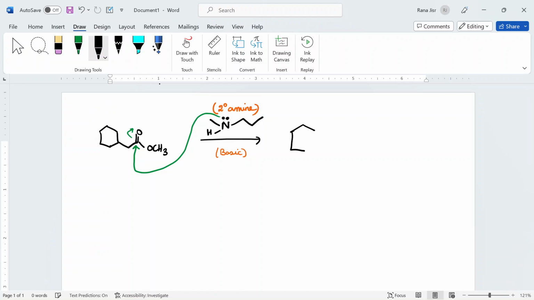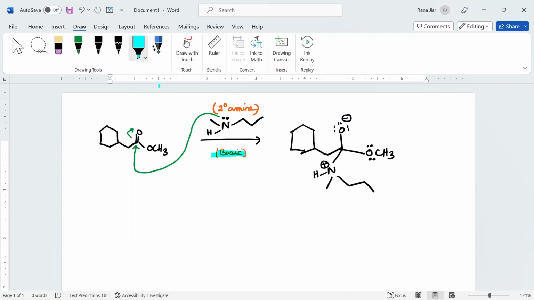So I'm going to form now the addition of that nucleophile. I added the nitrogen, I added the hydrogen, and I added the 2 R groups in there. Now the nitrogen has a positive charge. I have my O negative, and I have my OCH3.